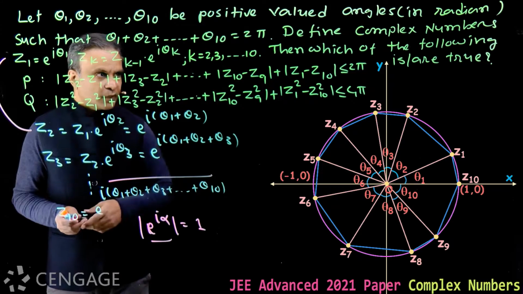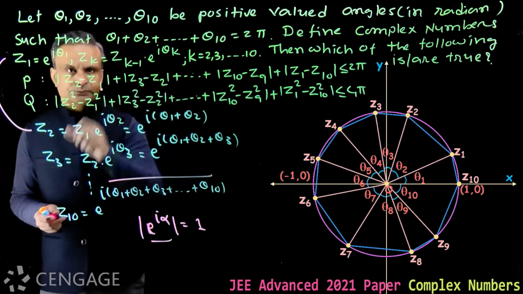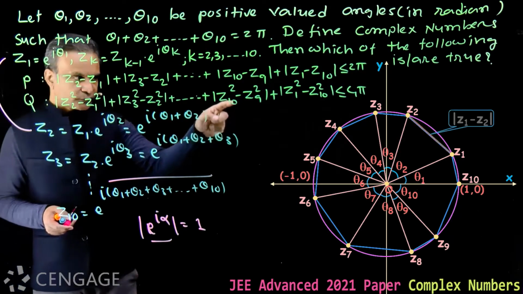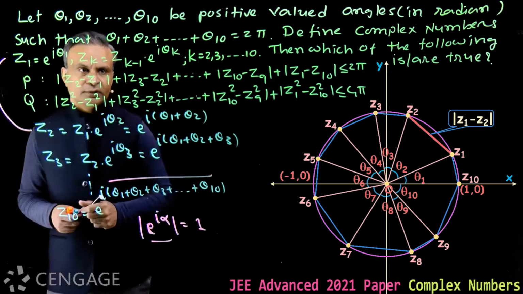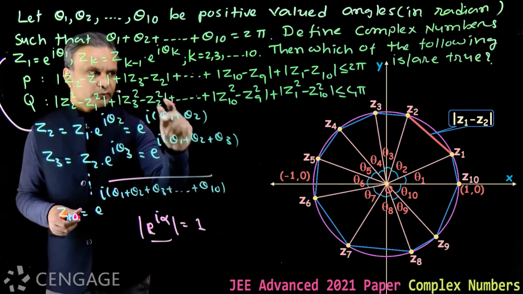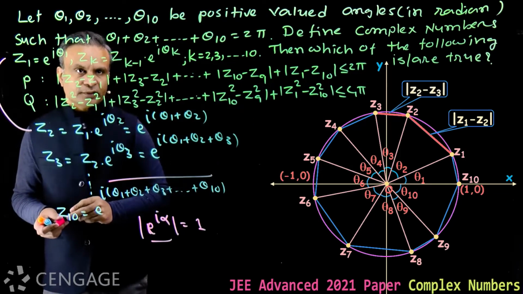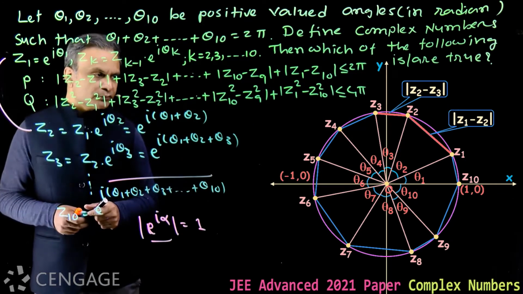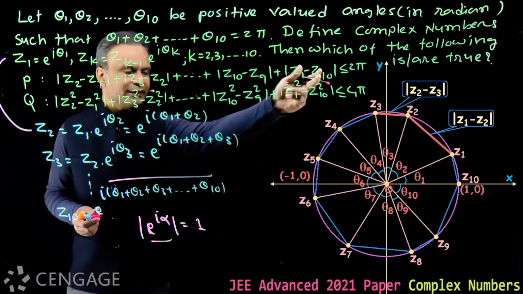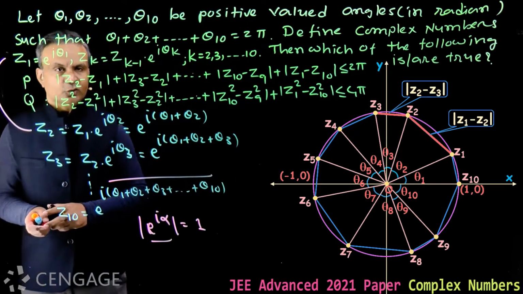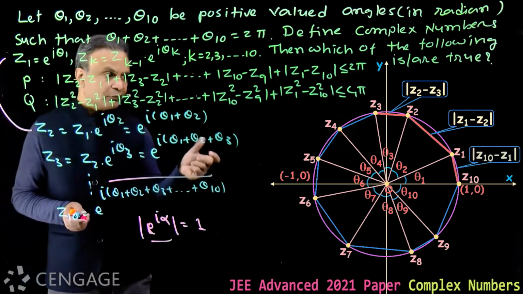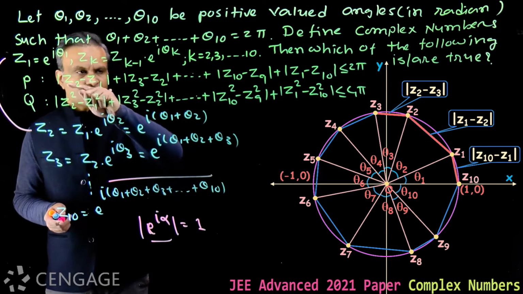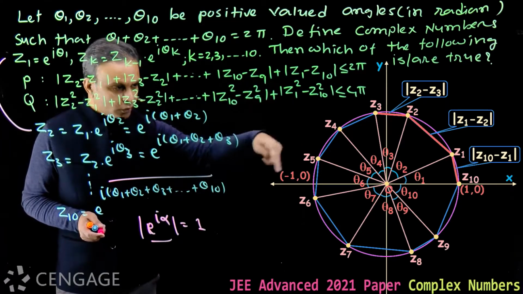Then how do you interpret these terms? Modulus of Z2 minus Z1 is the length of this chord. Modulus of Z3 minus Z2 is the length of the chord joining complex numbers Z2 and Z3, and so on. And modulus of Z1 minus Z10 is the length of the chord joining complex numbers Z1 and Z10. So this is the sum of lengths of all these chords.